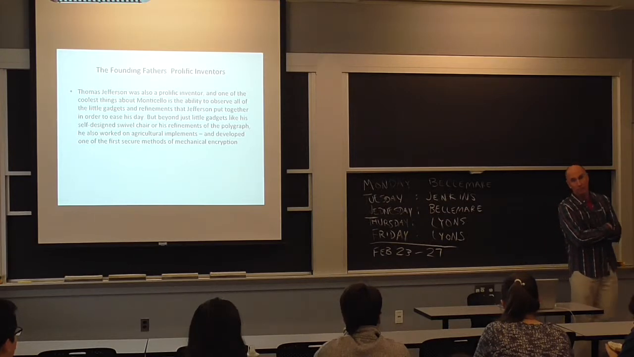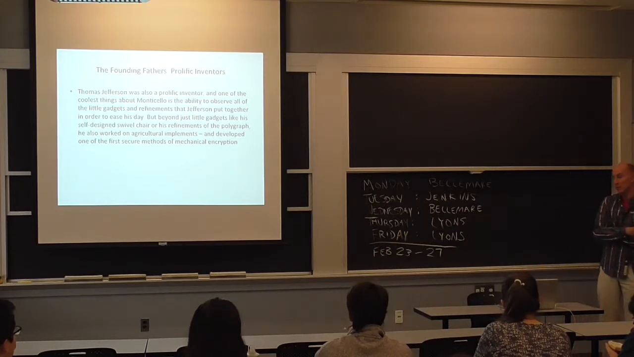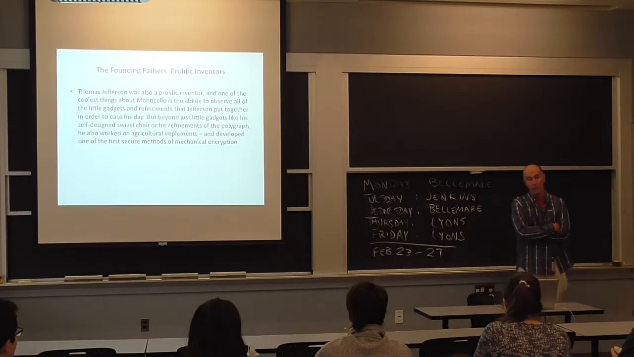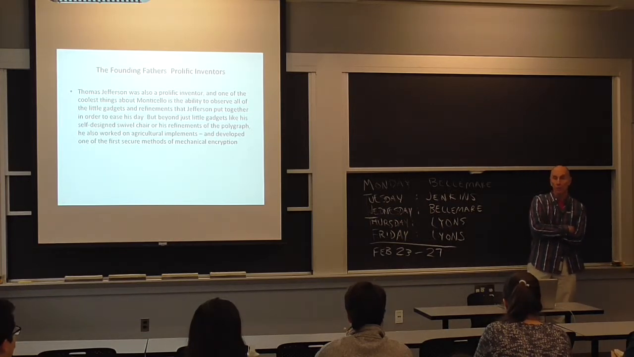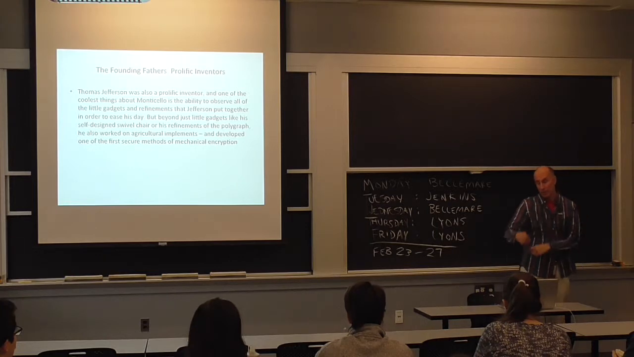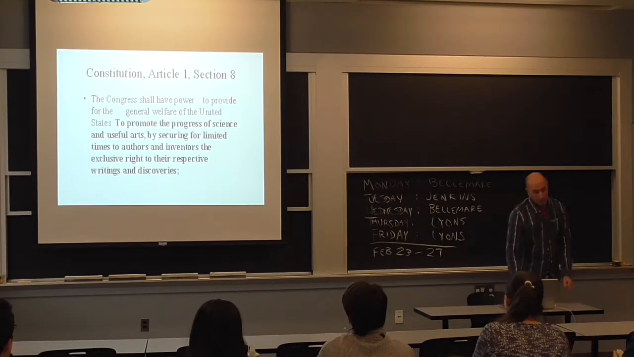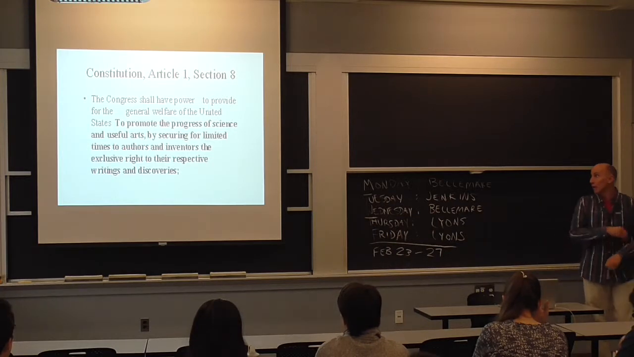George Washington, we think of him as the guy going across the Delaware with the square jaw and the wooden teeth, but he was also another prolific inventor. In his case, he was a farmer. Anyhow, here's the clause that we're talking about.